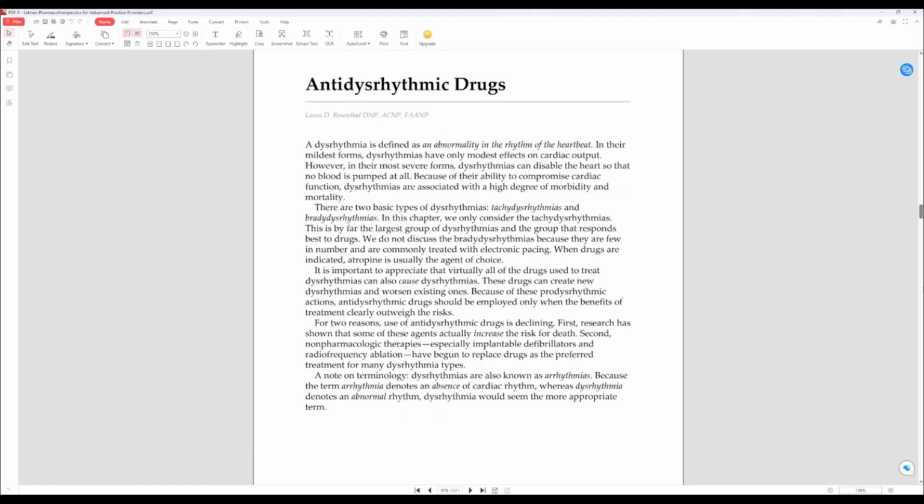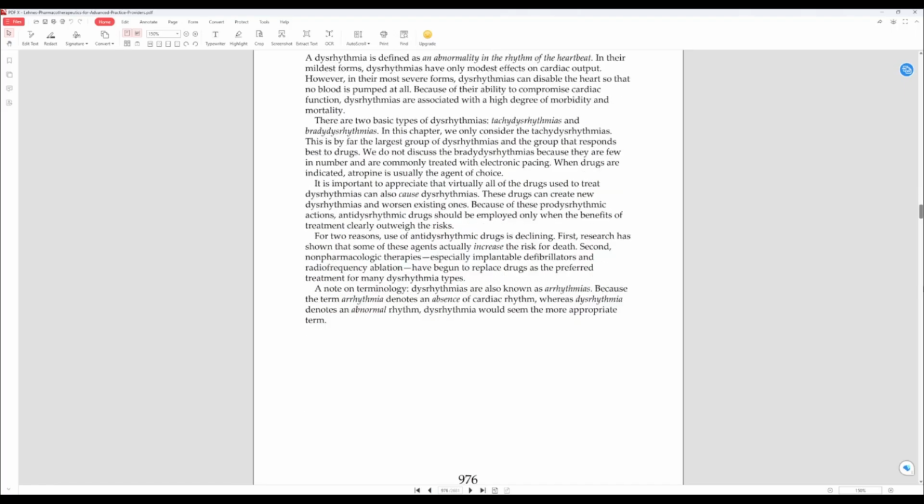For two reasons, the use of antidysrhythmic drugs is declining. First, research has shown that some of these agents actually increase the risk for death. Second, non-pharmacologic therapies, especially implantable defibrillators and radiofrequency ablation, have begun to replace drugs as the preferred treatment for many dysrhythmia types. A note on terminology: dysrhythmias are also known as arrhythmias. Because the term arrhythmia denotes an absence of cardiac rhythm, whereas dysrhythmia denotes an abnormal rhythm, dysrhythmia would seem the more appropriate term.